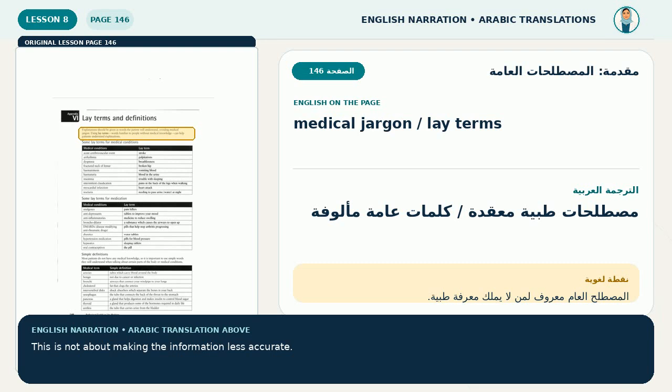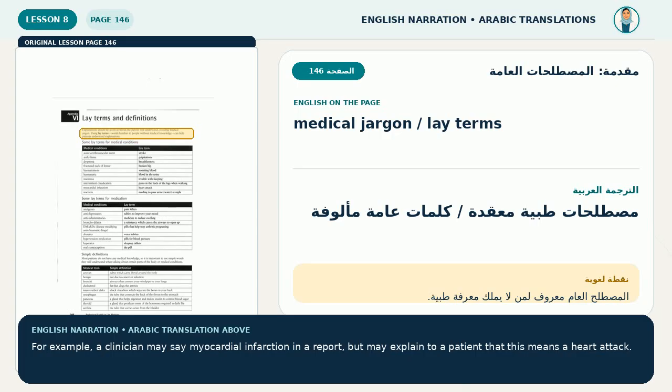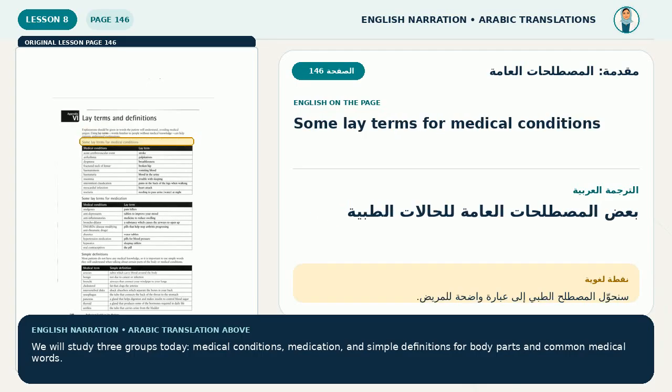This is not about making the information less accurate. It is about choosing a clear phrase first, then adding the medical term if it is useful. For example, a clinician may say myocardial infarction in a report, but may explain to a patient that this means a heart attack. We will study 3 groups today: medical conditions, medication, and simple definitions for body parts and common medical words. Read every Arabic translation while you listen, and pause whenever you need extra time.